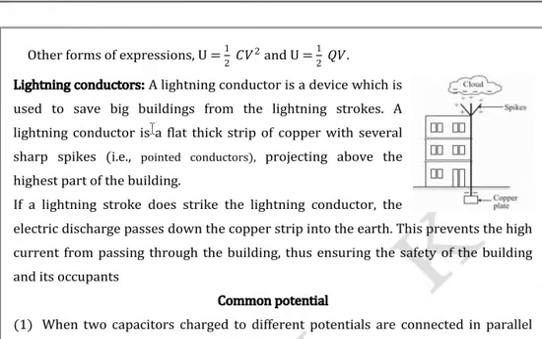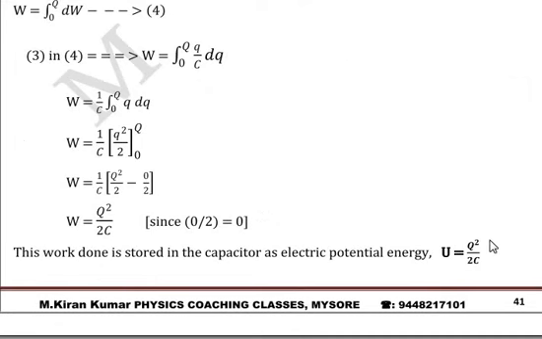So also you can write it as half CV square and half into Q into V. That is because you know that U is Q square by 2C. You know that Q is C into V. So U would be C square V square by 2C. What happens? One C gets cancelled. So half CV square. That's what has been written here in one expression.